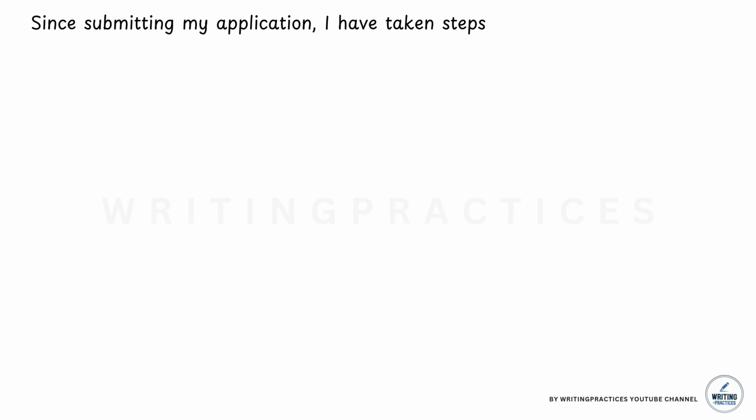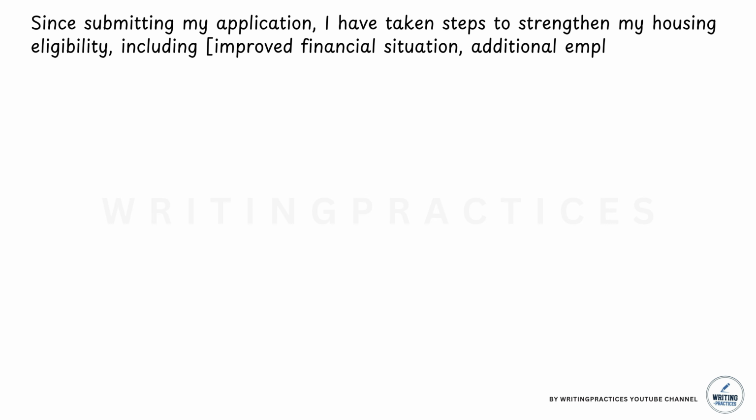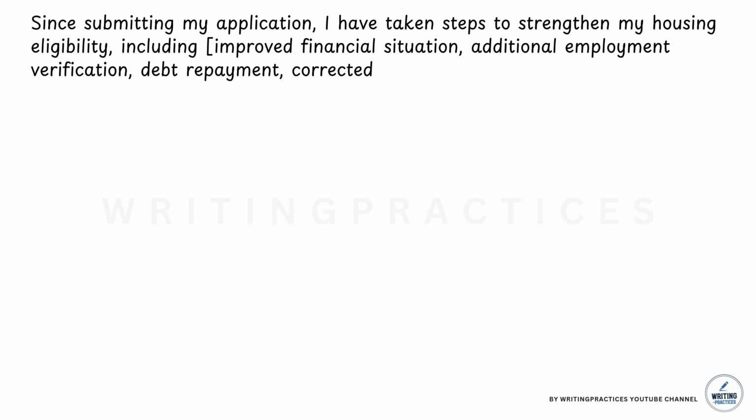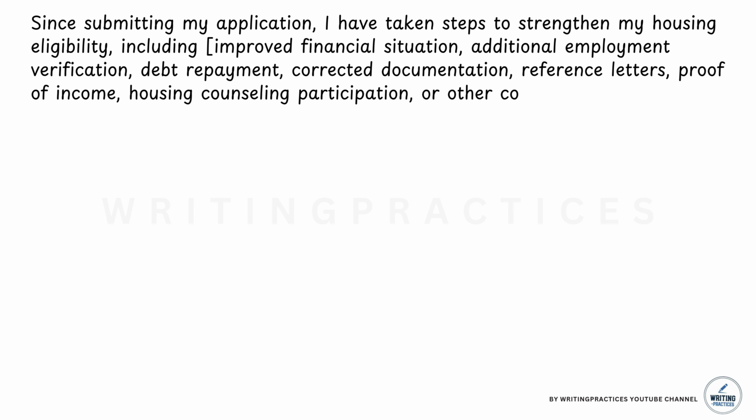Corrective actions section. This section explains what you have done to strengthen your eligibility. This helps demonstrate responsibility and improvement. For example, since submitting my application, I have taken steps to strengthen my housing eligibility, including obtaining additional employment verification, improving my credit standing, and securing updated proof of income. This shows positive action. For tip, include measurable improvements whenever possible.